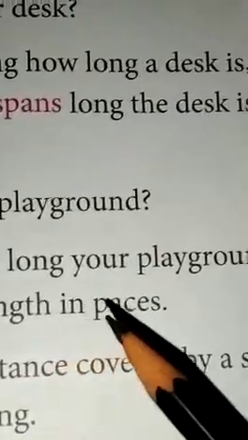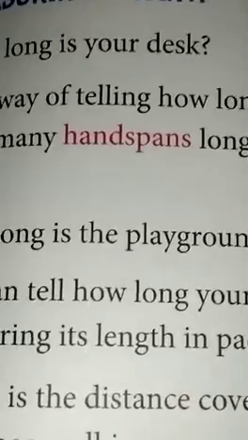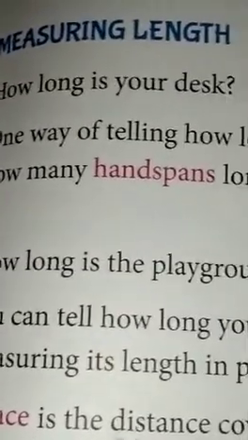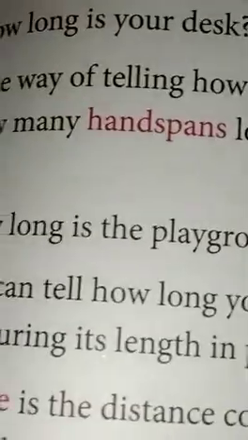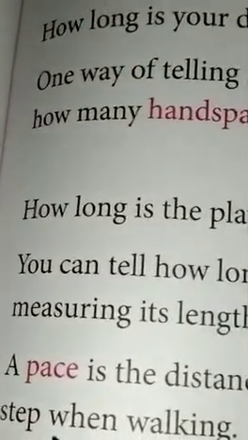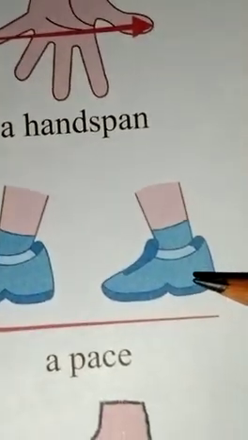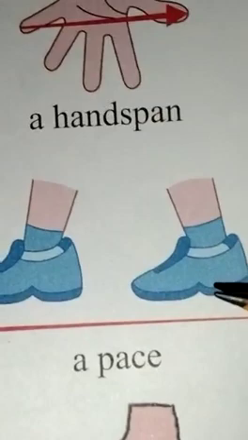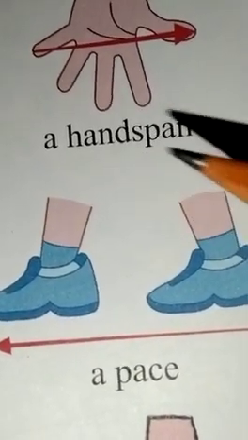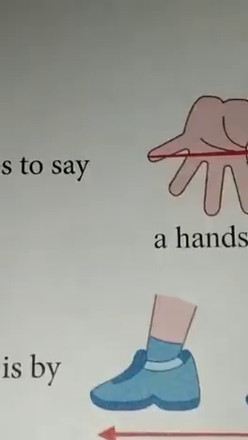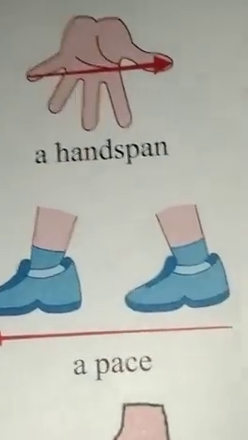Next is, how long is the playground? You can tell how long your playground is by measuring its length in paces. A pace is the distance covered by a single step when walking. This type of measurement is called a pace. A measurement with hands is called a hands plan. Measurement with the legs is called a pace.